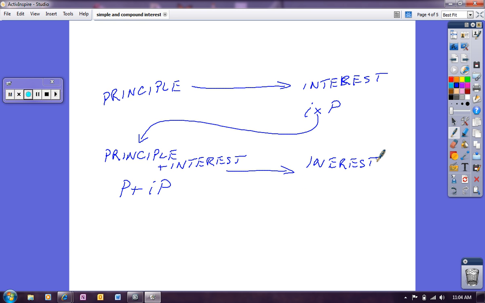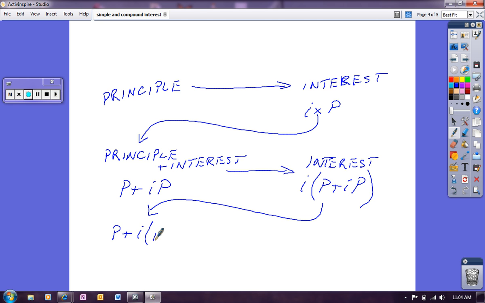And from that we then calculate interest again in the same way. So that becomes the interest rate times principal plus interest rate times principal. And that then is paid back into the principal again. So what we end up with is principal plus the interest rate times the principal plus the interest rate times the principal.